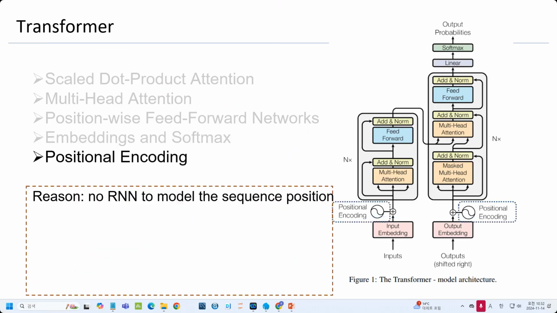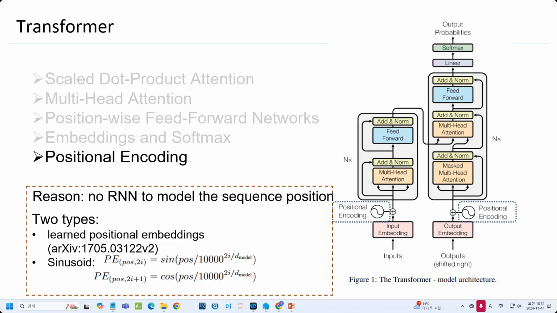And the positional encoding is required when we have the input. After we have the input embedding, it is necessary to do the positional encoding. It is to check the sequence position. The reason for this positional encoding is that there is no RNN to model the sequence position. So if you still remember, like Bob is cute and he is a dog.